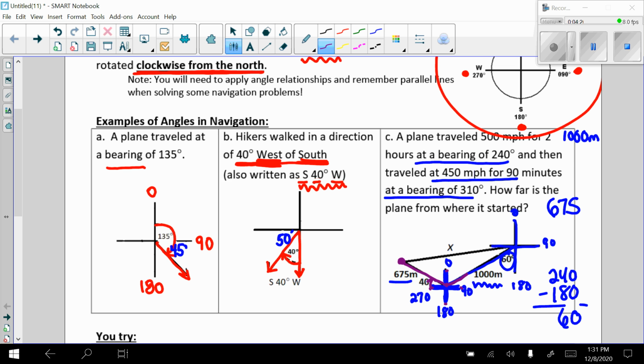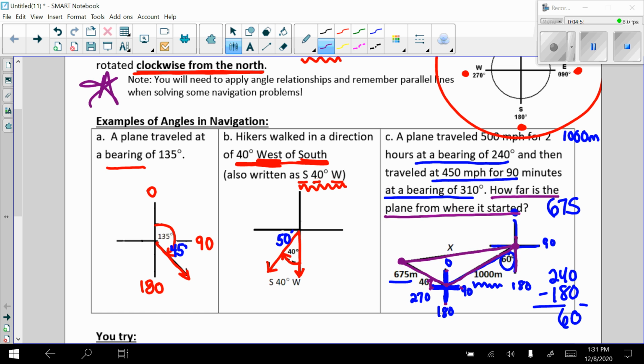So we start to form this triangle, and the question here said, how far is the plane from where it started? So that's where we connect back to where the plane started. Now let's take a look at this, because in the directions up here, I told you parallel lines are going to come into play. And the reason I say that is we're going to have to work within this triangle.